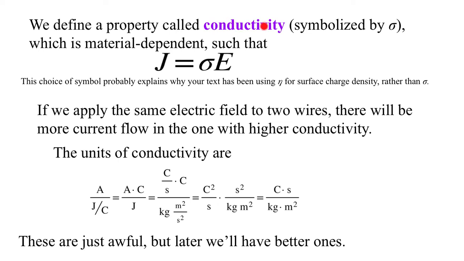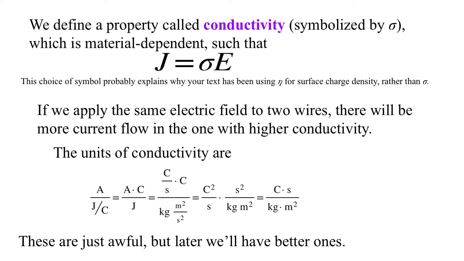We define a property called conductivity, symbolized by lowercase sigma, which is material dependent, such that the current density is the conductivity times the electric field. As an aside, this choice of symbol probably explains why some textbooks use eta rather than sigma for surface charge density. That's a matter of taste. In physics, we often overuse some symbols, and you have to pick your battles. If we apply the same electric field to two different wires, there'll be more current flow in the one with higher conductivity, i.e. they conduct better, so it kind of makes sense.